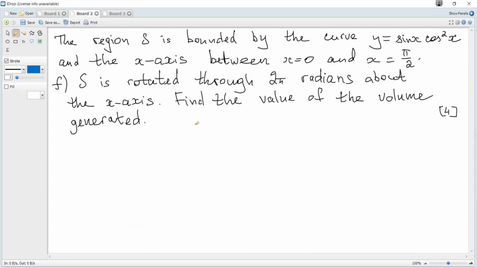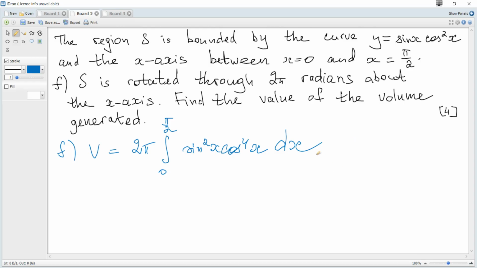The next. The region S is bounded by the curve y is sine of x multiplied by cosine squared of x, and the x-axis between x is 0 and x is pi over 2. Question F. S is rotated through 2 pi radians about the x-axis. Find the value of the volume generated. So the volume generated is pi integral, limits from 0 to pi over 2, of the function squared, so sine squared of x cosine to the power of 4 of x dx.